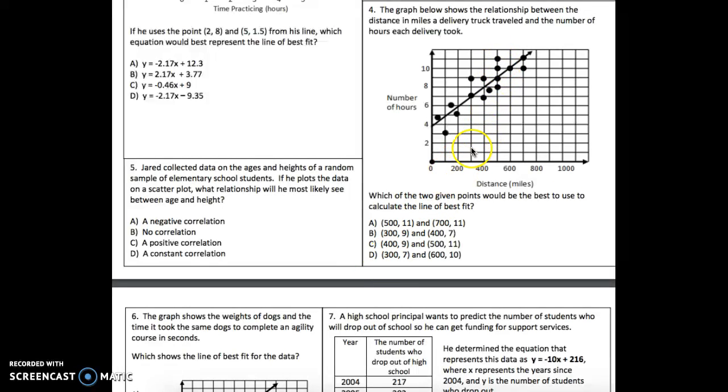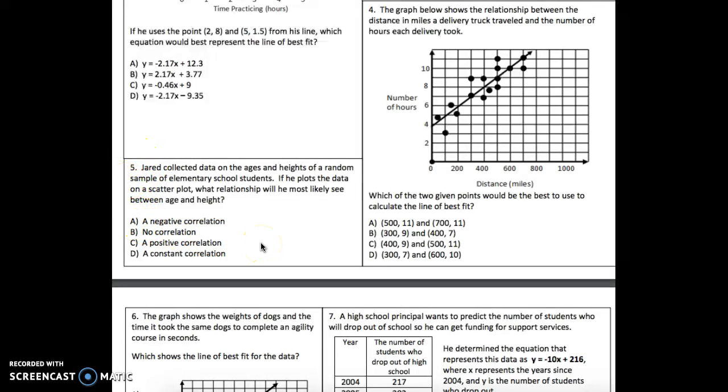Let's look at letter D. 307. That's right on the graph. And 610. That's right on the graph. So we're going to go with letter D because both are right on the graph. Number 5 is down here in the bottom left corner.